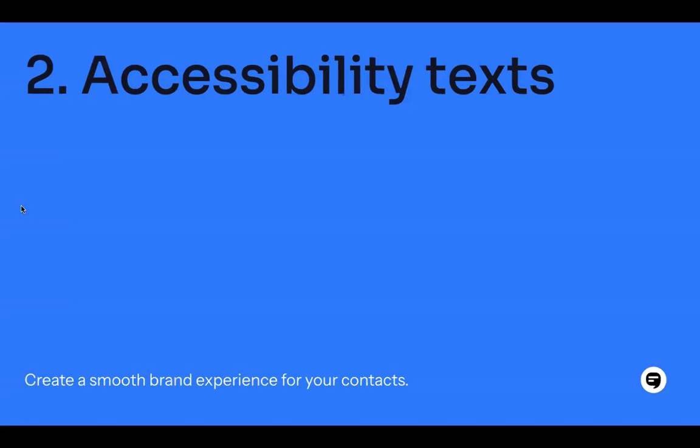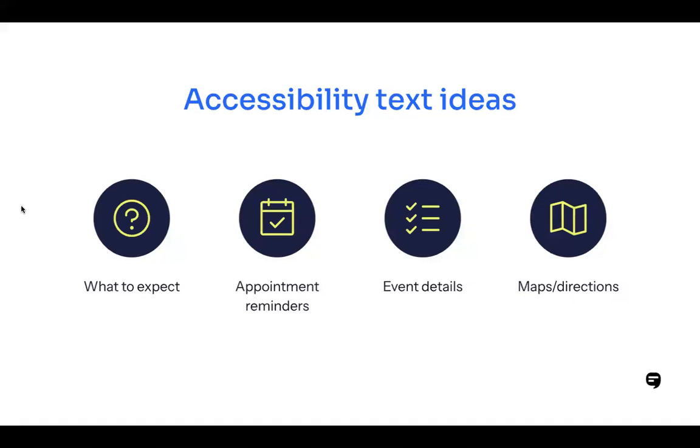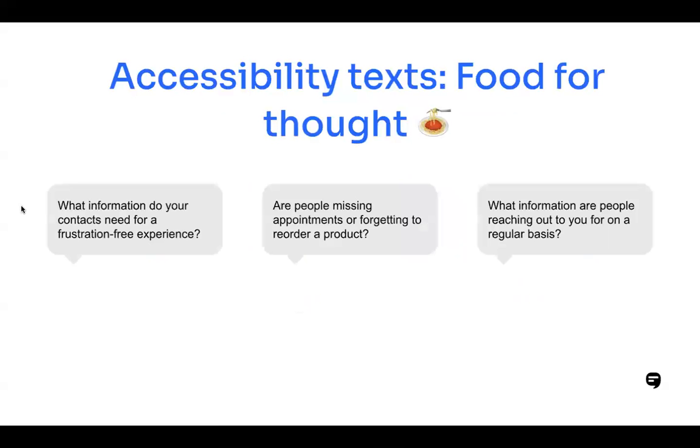The next one is accessibility texts. And these are anything that's going to create a smooth brand experience for your contacts, anything that's going to help them be more successful with your brand or your products. It could be a text that says, here's what to expect from your order, appointment reminders, event details, even just event confirmations, and then directions, instructions, things like that. It's super helpful sometimes to have that information in your text so you're not rooting around in your email. It can make the lives of your contacts a lot easier.